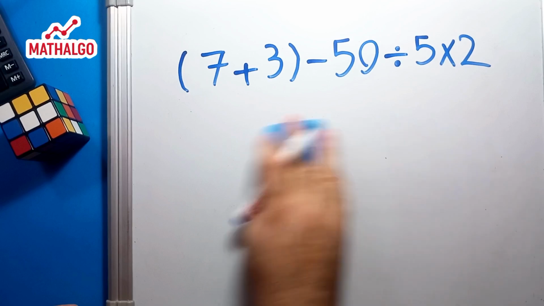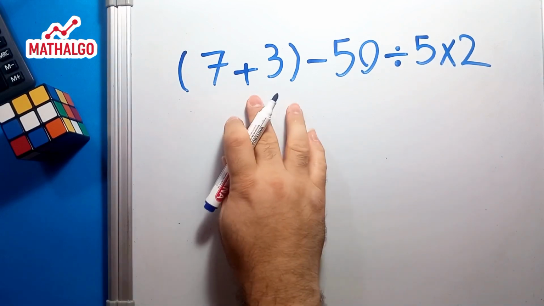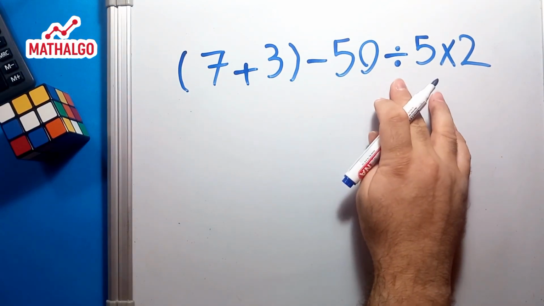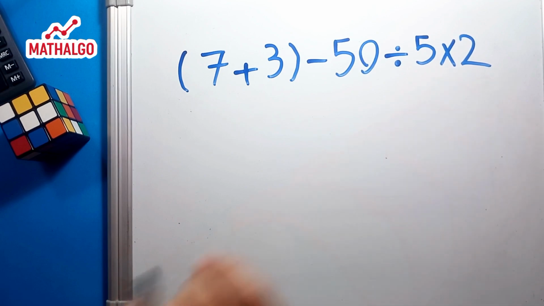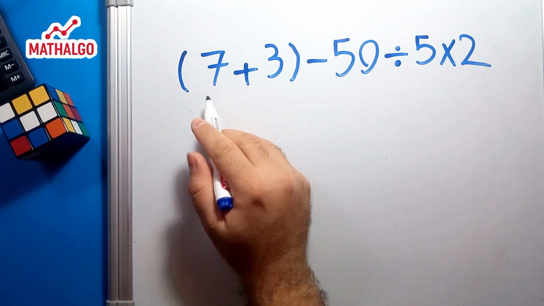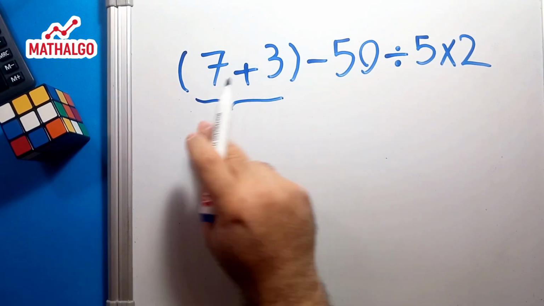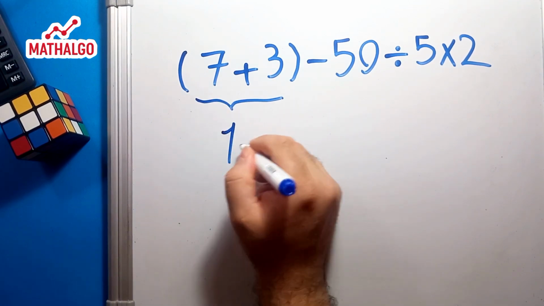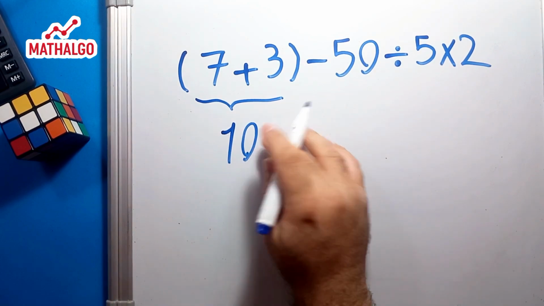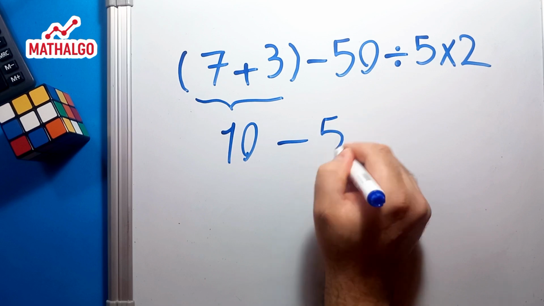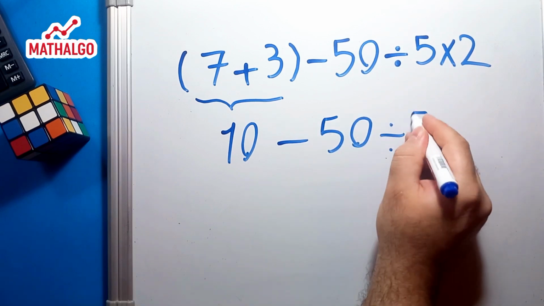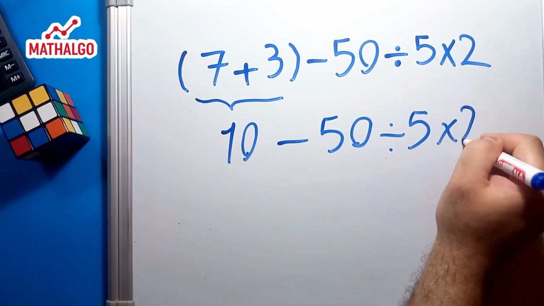Step 1. Solving 7 plus 3 minus 50 divided by 5 times 2. We start with the parentheses first. 7 plus 3 equals 10. Now the expression looks like 10 minus 50 divided by 5 times 2.